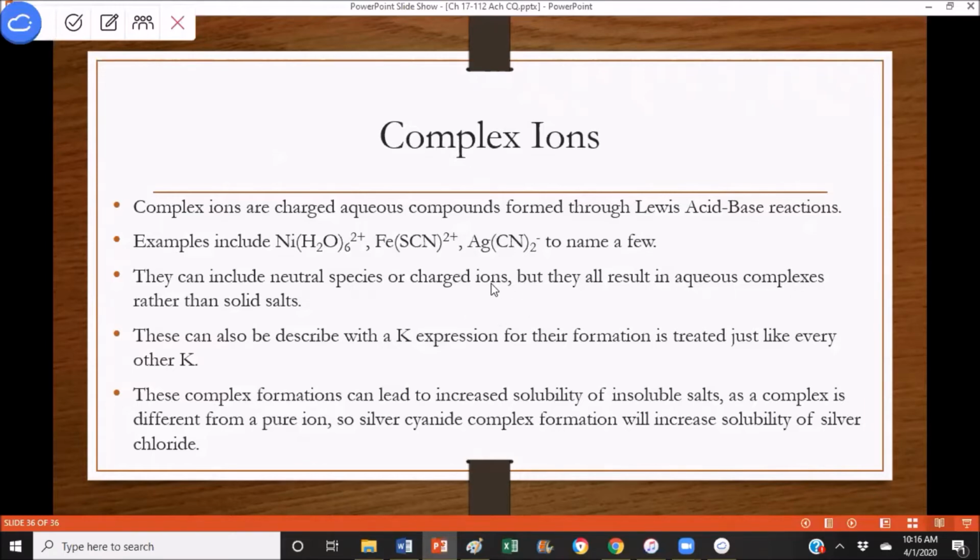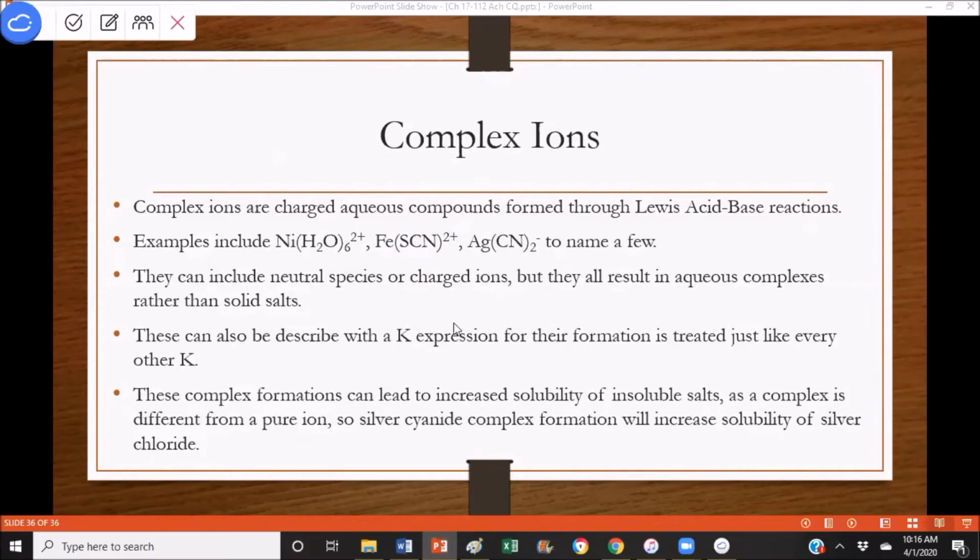So this can be a neutral species or it could be a charged ion, but they all result in a special complex rather than a solid salt. So what makes a complex different is a complex is still charged. If I formed a salt, like iron thiocyanate, where there's 3 thiocyanate, you would have a neutral solution. But this guy, you notice, is still charged with 2 plus. So this is a complex that forms that's just 1 iron with 1 thiocyanate, not like you would expect with 1 to 3.